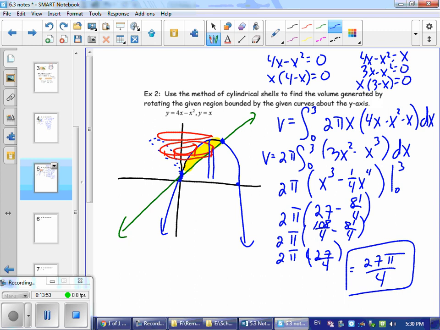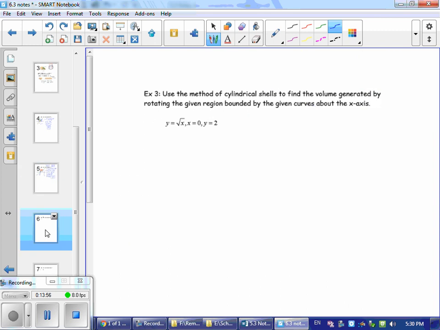All right, let's try and change it up. 2 more examples. Use the method of cylindrical shells to find the volume generated by rotating the given region bounded by the given curves about the x-axis this time. So if we're going to find this bounded by the x-axis, revolving around the x-axis, we're going to need to solve every one of our equations in terms of x equals something where the function itself is y.